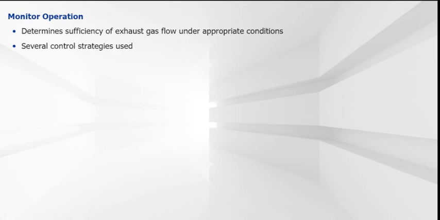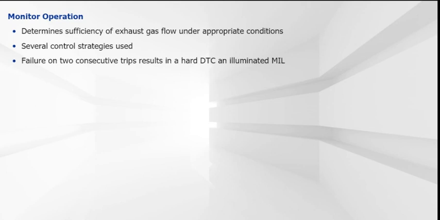Although control strategies vary among vehicle PCM controller manufacturers, the purpose of the EGR monitor is to determine if gas flow is sufficient when the PCM commands CVVT to flow EGR. A failure of the EGR monitor on 2 consecutive trips will result in an illuminated MIL and a hard DTC. One monitor control strategy relies on the response from the fuel control system when the EGR monitor is executed. Once the enable criteria have been met, the PCM will disable the EGR valve.